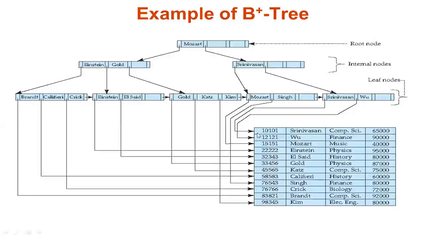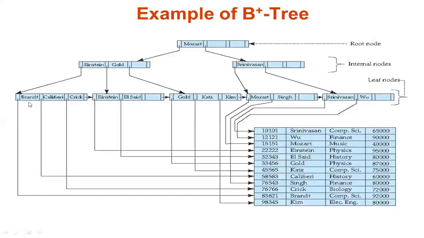Now this is the way of representing your index sequential file. This index sequential file can be represented in the form of a B plus tree like this. For each and every pointer value available in the index sequential file, it will be pointed to by the corresponding pointer from the leaf node. Hope you understand, right?